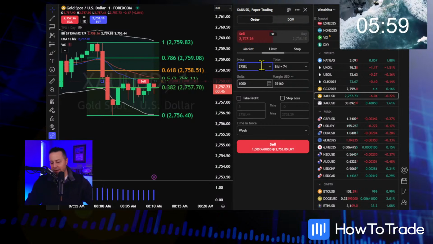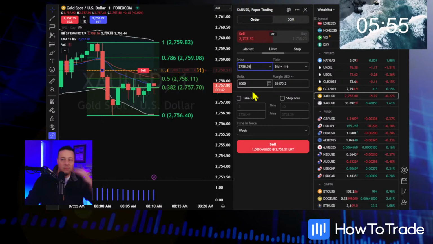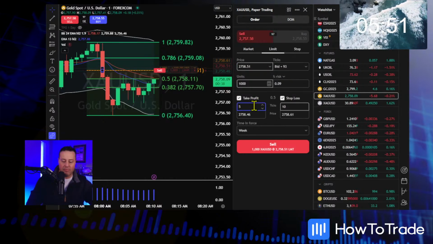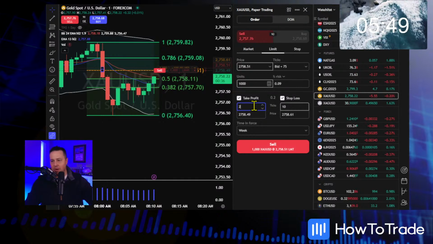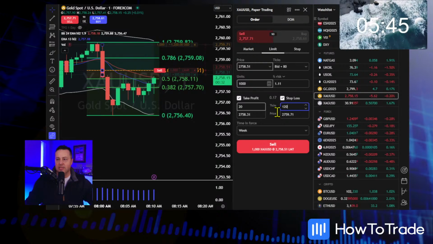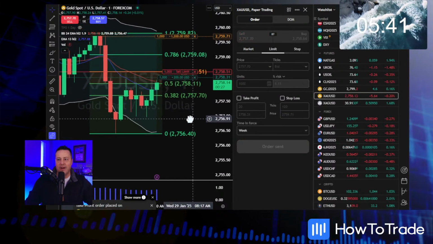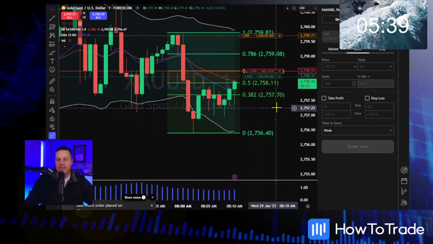Let's go ahead and put that down potentially for, let's go 51 even, something like that. Take profit. This is going to be really tough to deal with because of the spreads. So let's go just with 20, and let's go 20 as well and see if we can't get a trade. So let's go ahead and put that sell limit in the market. So right there, we've got an opportunity potentially to get our trade.